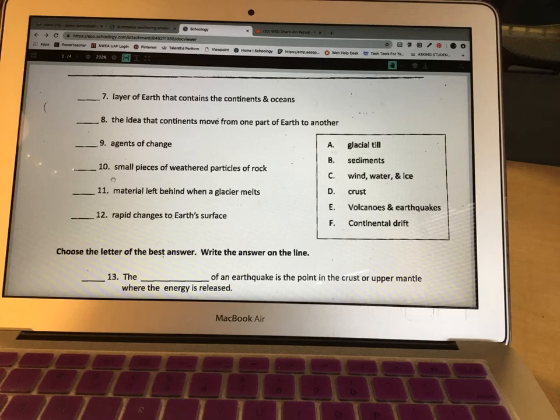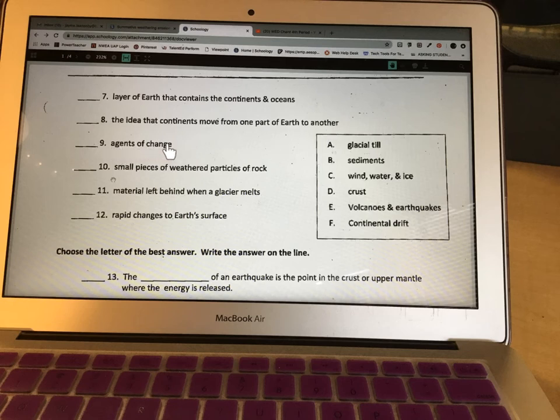Okay, your words are glacial till, sediments, wind, water, and ice, crust, volcano and earthquakes, continental drift. Layer of earth that contains the continents and oceans. The idea that continents move from one part of the earth to another.